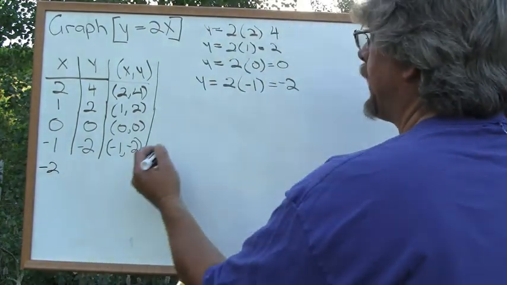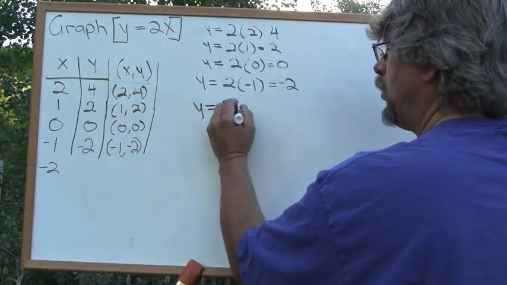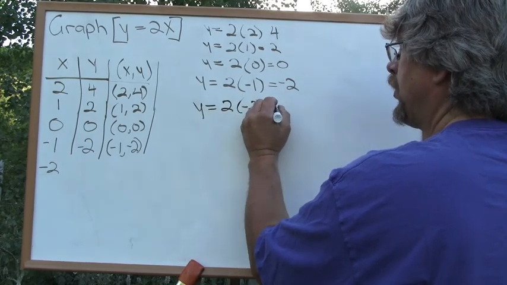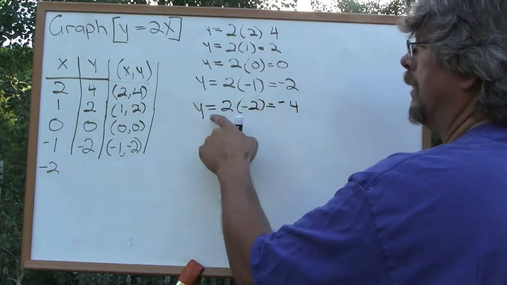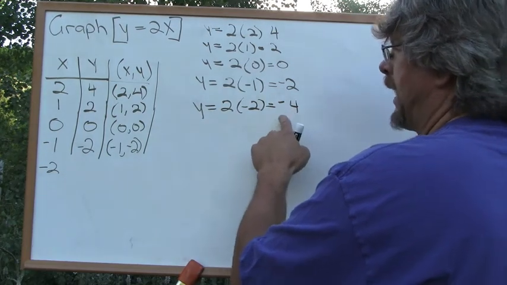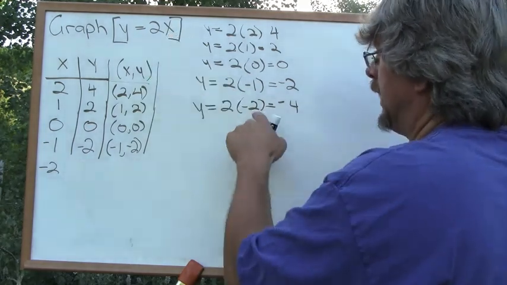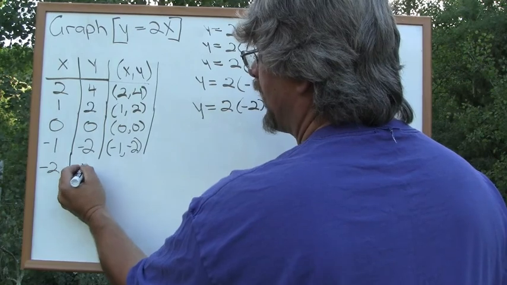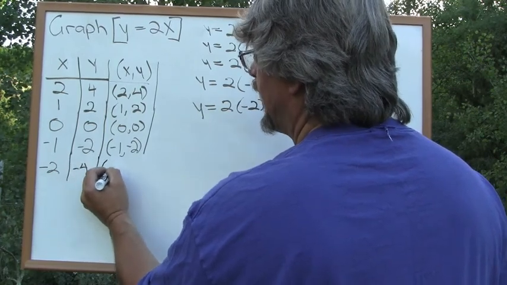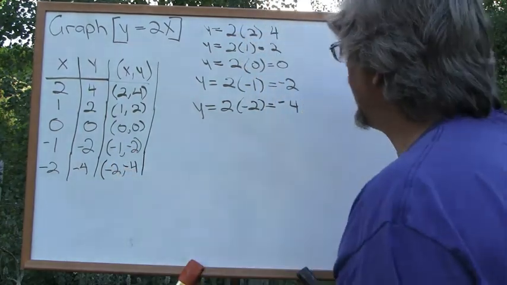If we choose -2 for x, then our equation says y equals 2 times -2, which equals -4. Y equals -4 when x is -2. So x is -2, that means y is -4, and there's another coordinate point, -2 and -4.